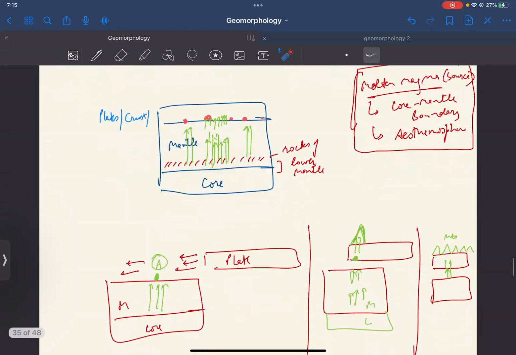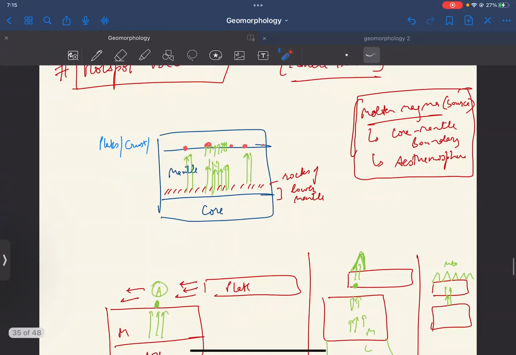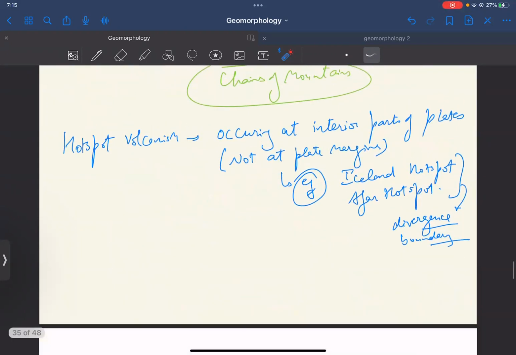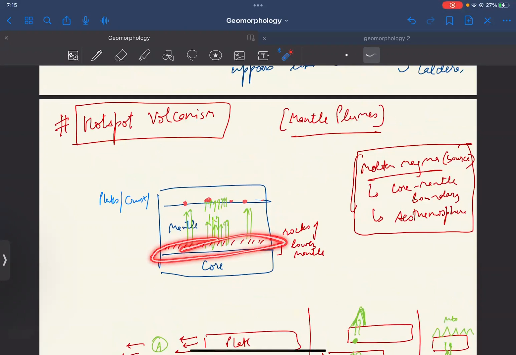Right? And what are the sources of molten magma? Core mantle boundary, asthenosphere. Right? And in case of hotspot volcanism, the magma is coming from the core mantle boundary. Otherwise, in normal volcanic activity, magma may come from the asthenosphere also.